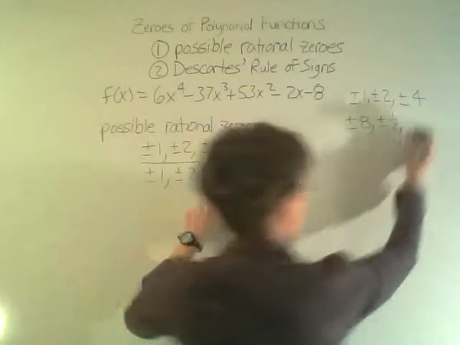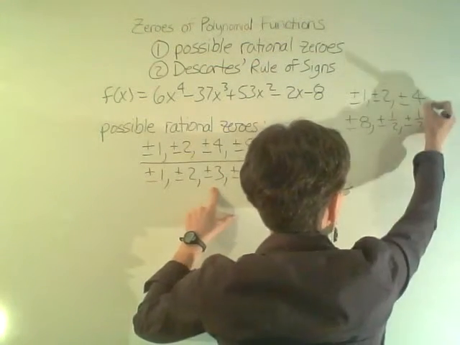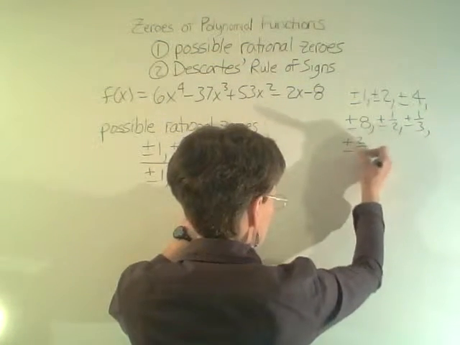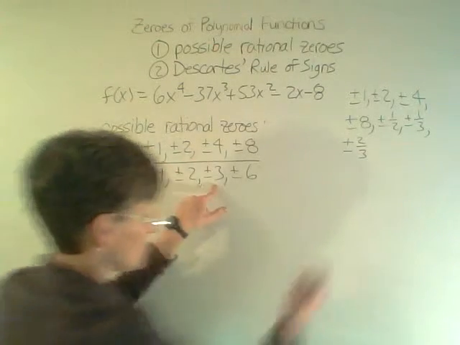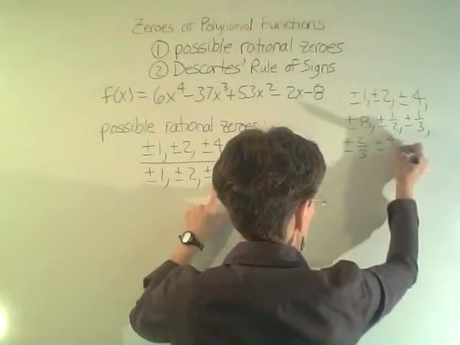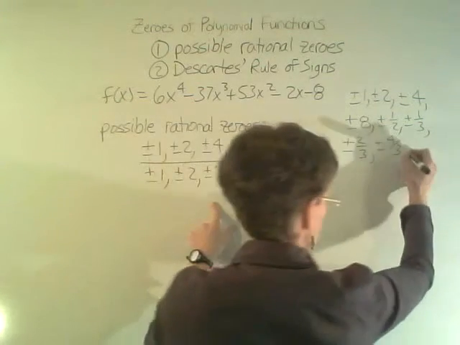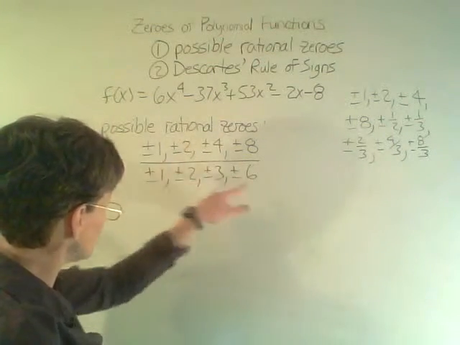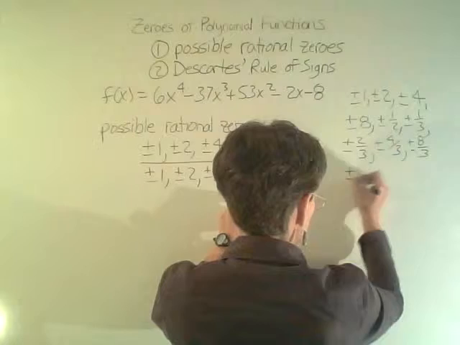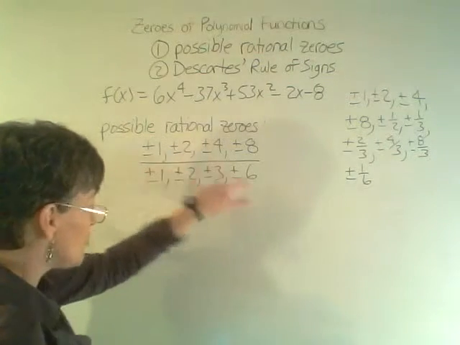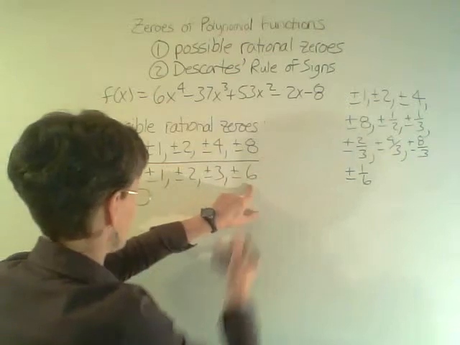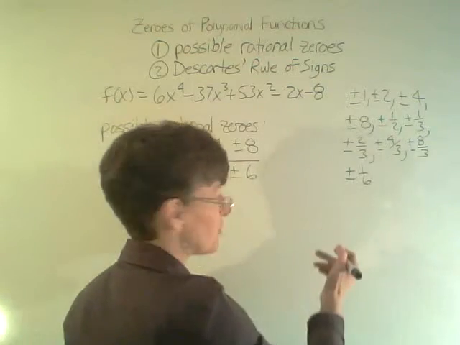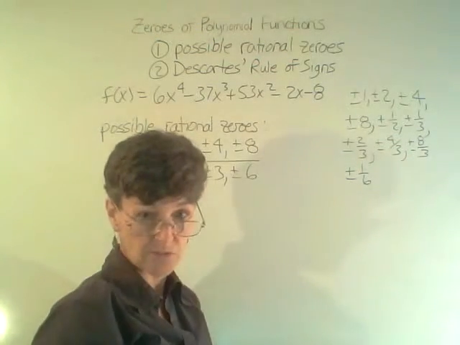So now let's put each number over 3. All right, plus or minus 1/3, and then plus or minus 2/3, and then plus or minus 4/3, and then we'll put the 8 over 3, so plus or minus 8/3. All right, now I'm going to put every number over 6. Well, plus or minus 1 over 6. 2 over 6 is 1 over 3, we've already got that number. 4 over 6 is 2 over 3, and we already have that number. And 8 over 6 is 4 over 3, and we already have that one. So these are all of the possible rational zeros.